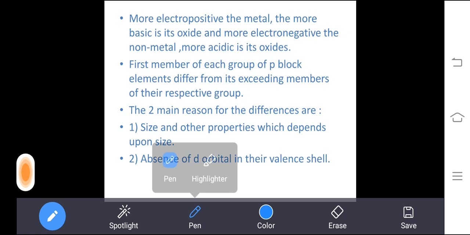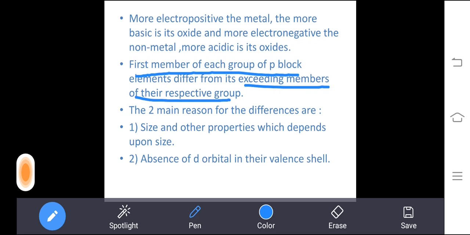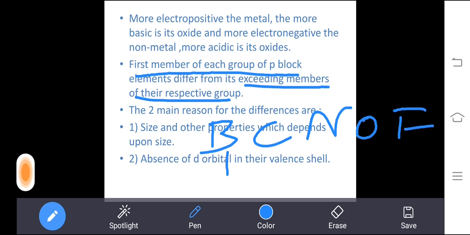The first member of each group of the p block elements differs from the succeeding members. Boron differs from aluminum and gallium, carbon differs from silicon and germanium, nitrogen differs from phosphorus and arsenic, and oxygen differs from sulfur and selenium.